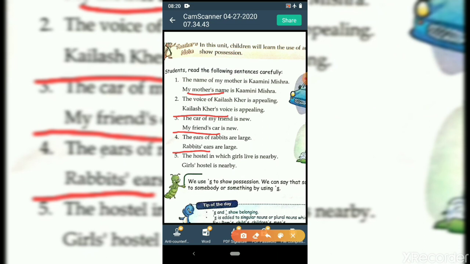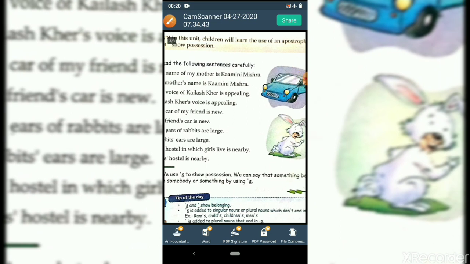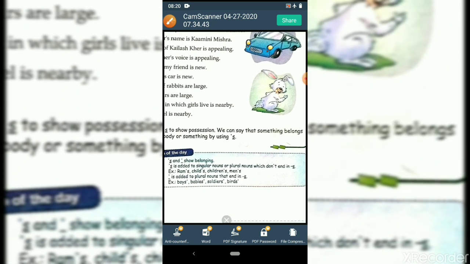Same with the fifth example, the hostel in which girls live is nearby. Now here, where is the s in the word girls? The s is at the end, so when we put the apostrophe for possession, as you can look over here, the apostrophe comes after s, girls'. And where the noun is singular, it comes before s, and where it is plural, it comes after s. I hope this is clear to you so that you will not make mistakes in solving the exercise.